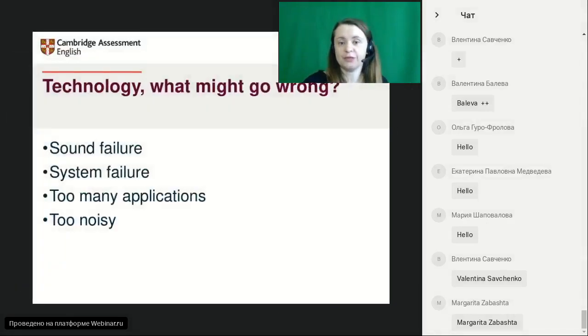So the first thing we're going to talk about is technology, what might go wrong. So we're going to think about all these problems. Sound failure, system failure, too many applications when we're trying to include a lot of tools into the lesson and they just don't work, or unfortunately our internet doesn't allow us to use them, or our students' internet doesn't allow them to use it. And another factor that's also about technology is that it is too noisy sometimes. We have a lot of noises around, our students too.